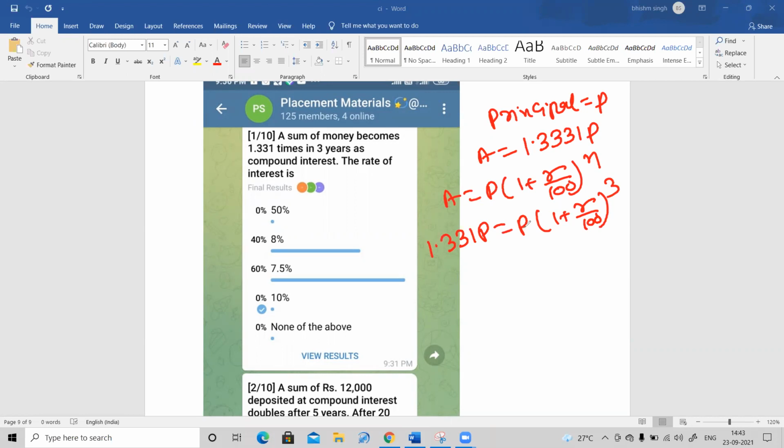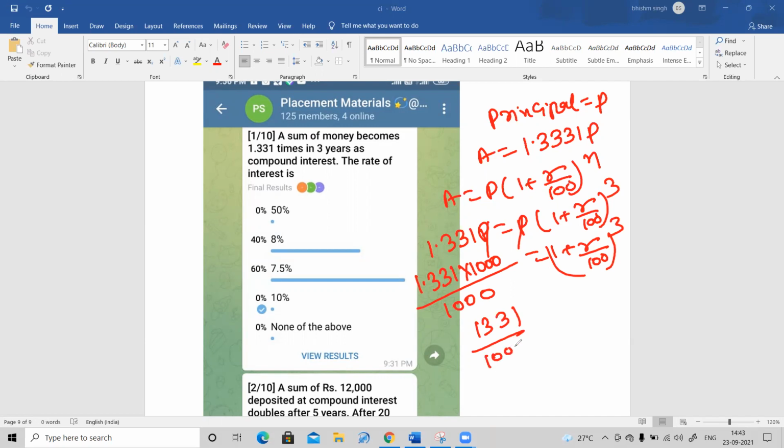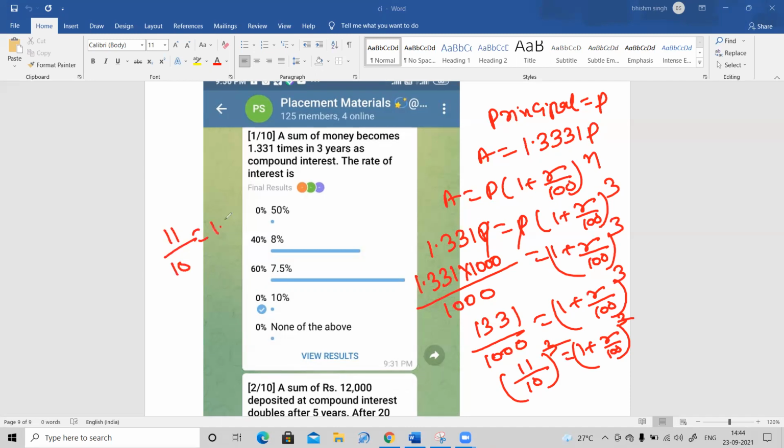Okay, and the rate of interest we don't know. So P we will cancel here. So 1.331, multiply by 1000 above and multiply by 1000 below. So this is 1331 divided by 1000 equals (1 plus r divided by 100) to the power cube, and 11 by 10 to the power cube equals (1 plus r divided by 100) to the power cube here. This and this get cancelled. So 11 by 10 is equal to 1 plus r divided by 100.